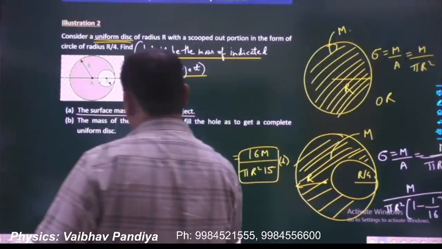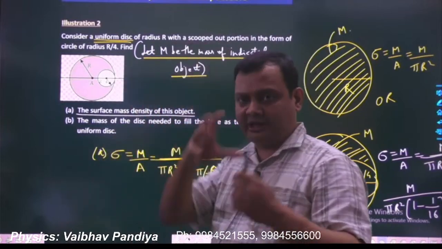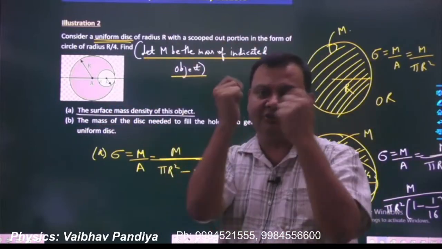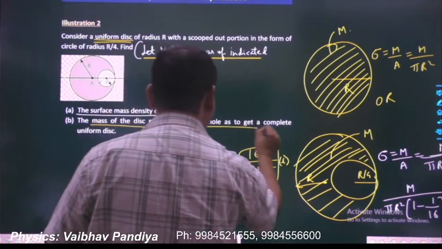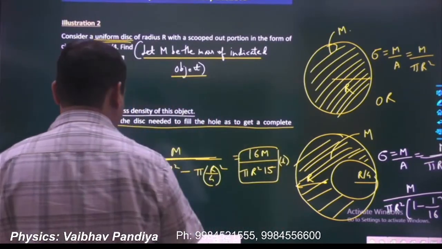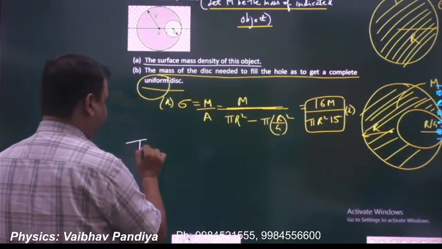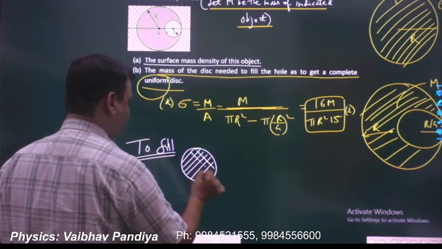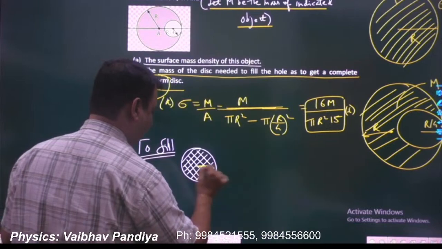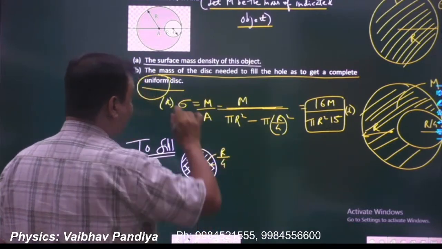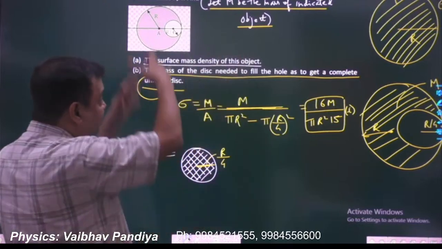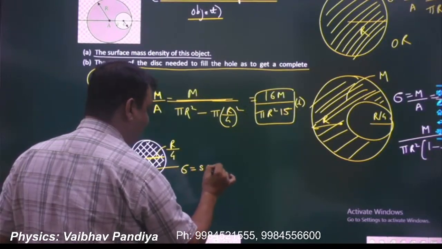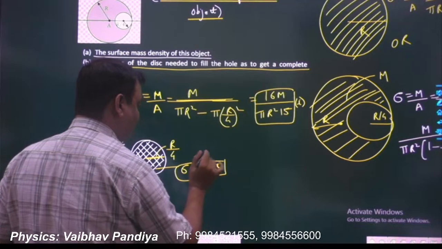Now the second part is saying, find the mass of the disk needed to fill the hole. Now we have to bring some disk and put it here in the cavity so that you can get a complete disk as a homogeneous object. So find the mass of the disk needed to fill the hole so as to get a complete uniform disk. One thing is for sure, to fill that hole, you have to bring a disk of radius R by 4. And since your goal is to get a complete bigger disk which is uniform, its sigma must be the same. We cannot afford a variation in the value of sigma, that will make it non-uniform. For homogeneity, sigma must be the same.